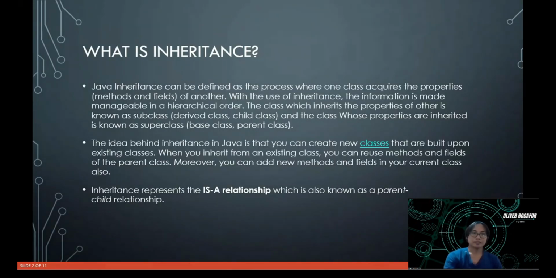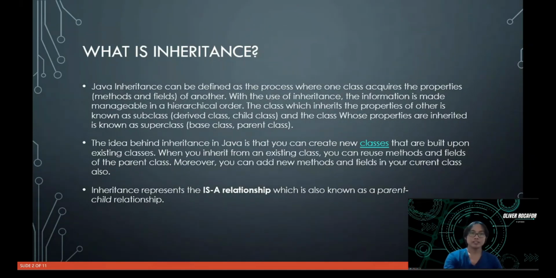So the Java inheritance can be defined as the process where one class acquires the properties, methods, and fields of another. With the use of inheritance, the information is made manageable in a hierarchical order. The class which inherits the properties of others is known as the subclass, derived class or child class, and the class whose properties are inherited is known as the superclass, base class, or parent class.